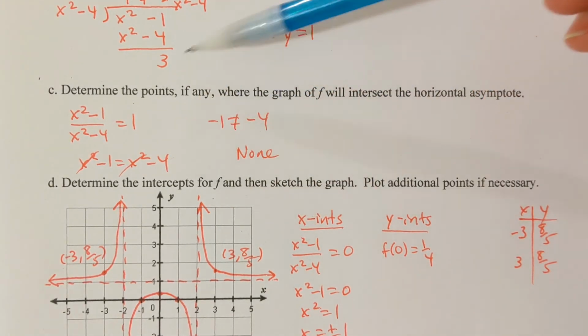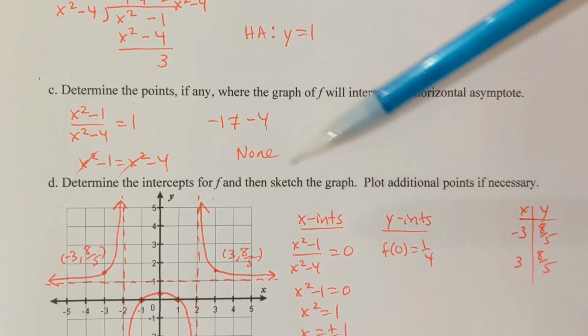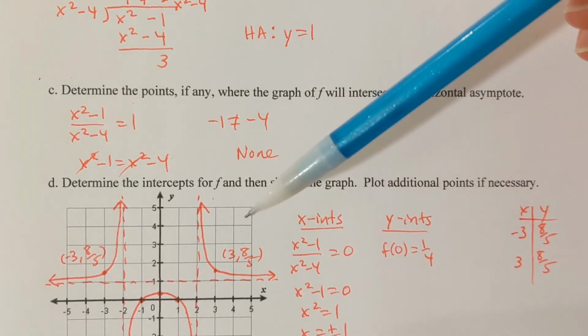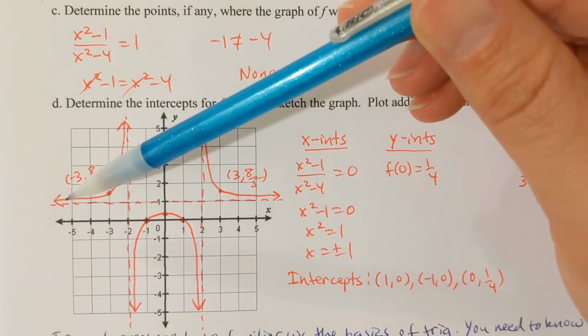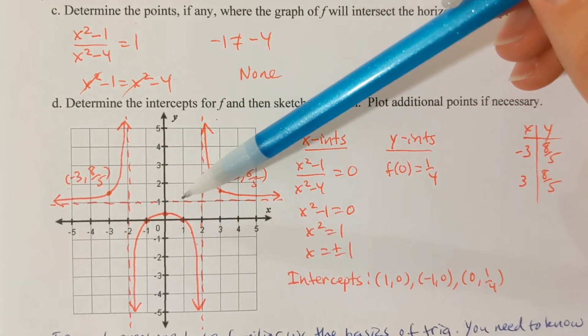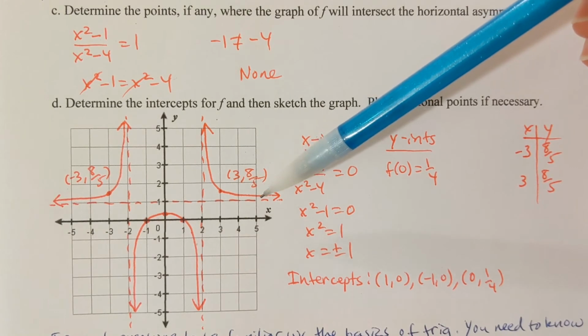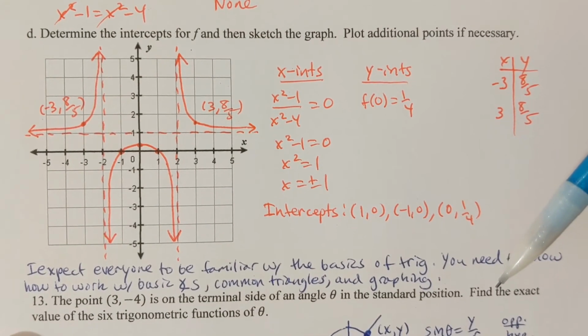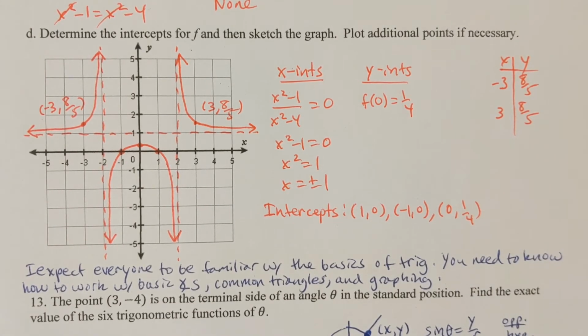As far as any intersection points, there would be none of those to worry about. So at no point will the graph ever cross or intersect the horizontal asymptote there. Okay, part D. Determine the intercepts for f and then sketch the graph. Plot additional points if it's necessary.